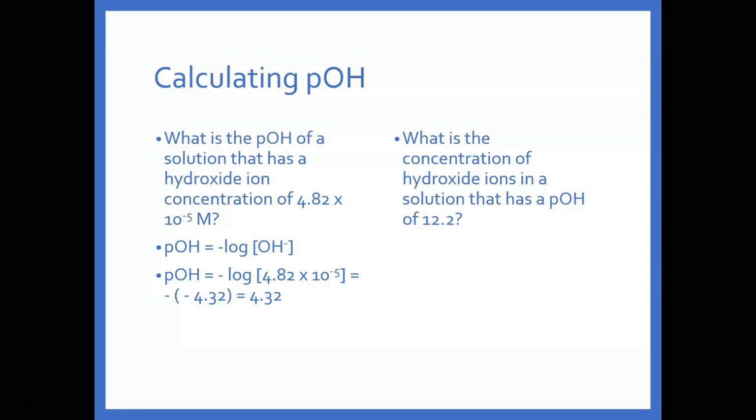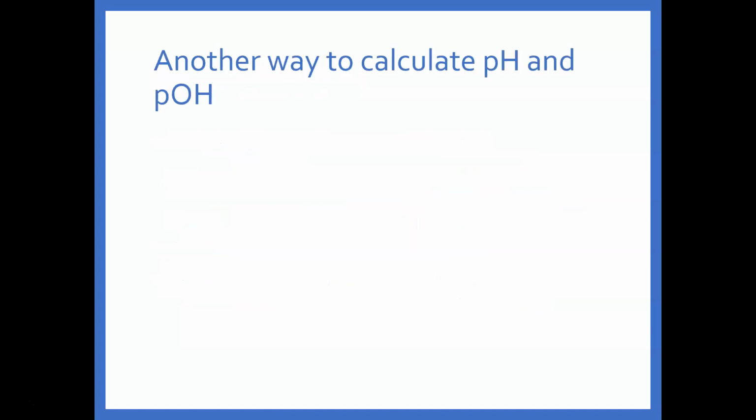We can also do the other type of calculation, where you are asked what is the concentration of hydroxide ions in a solution that has a pOH of 12.2. I'm going to use the formula, the hydroxide ion concentration equals 10 to the negative pOH. So 10 to the negative 12.2. We are going to get an answer of 6.31, 3 sig figs, times 10 to the negative 13th. See, these calculations aren't so bad. I know you can do them, just have to enter it right into your calculator.